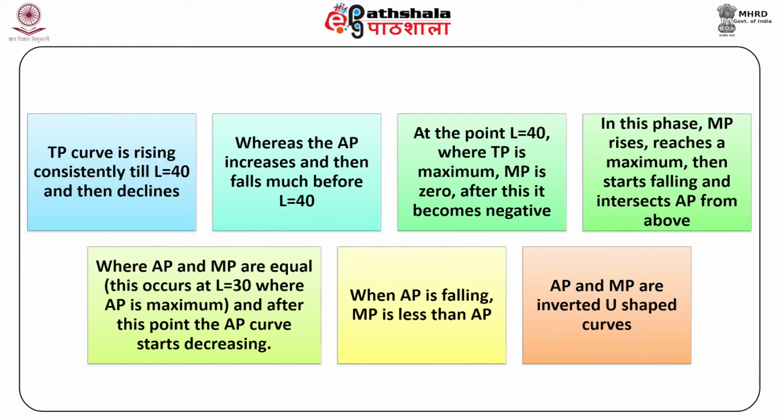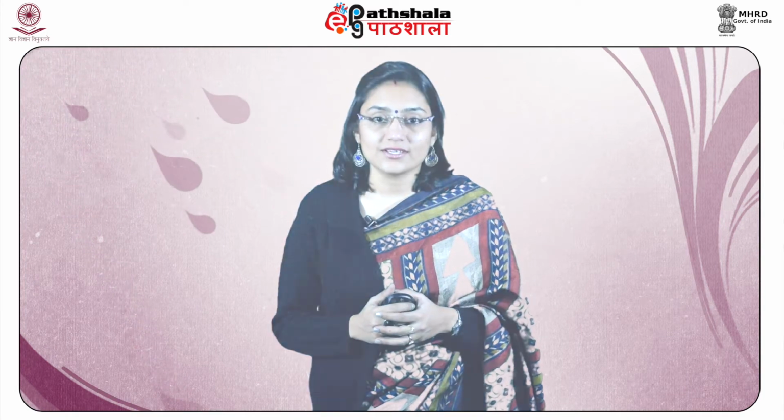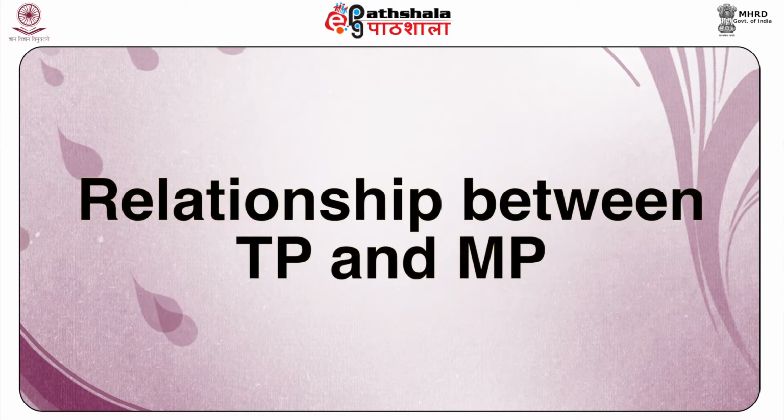Both AP and MP are inverted U-shaped curves. This result occurs for every production function that exhibits diminishing returns to the variable factor. We will now discuss separately the relation between TP and MP, as well as that between MP and AP, in sections 3.1 and 3.2 respectively. 3.1 Relationship between TP and MP. The relationship between TP and MP can be classified into the following three phases.